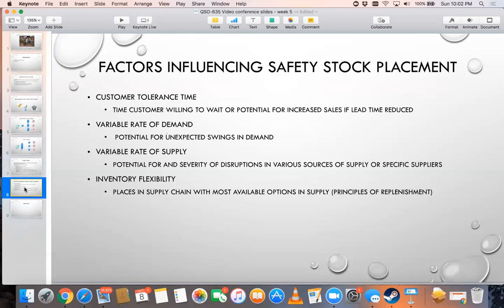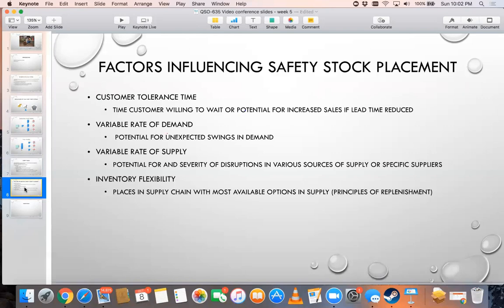And that's a fairly simple calculation. You just do a quick standard deviation of your total demands to determine your variation from the norm, and then you calculate it. But if your variable rate of demand swings a lot, then you probably want to have larger safety stocks. Okay.